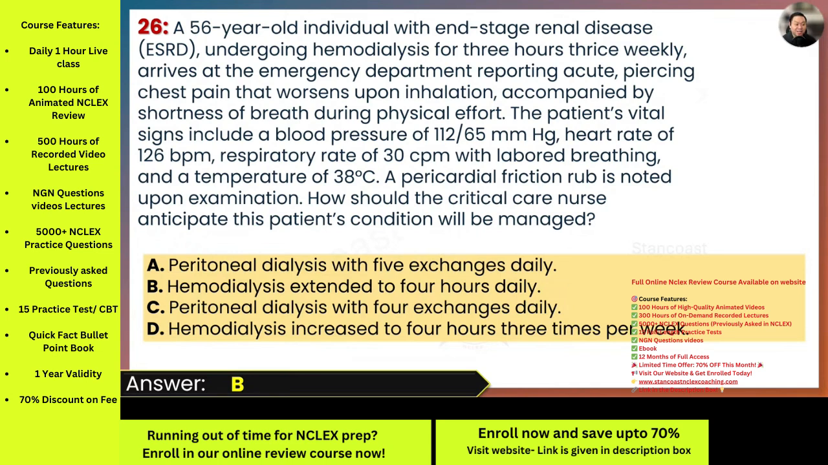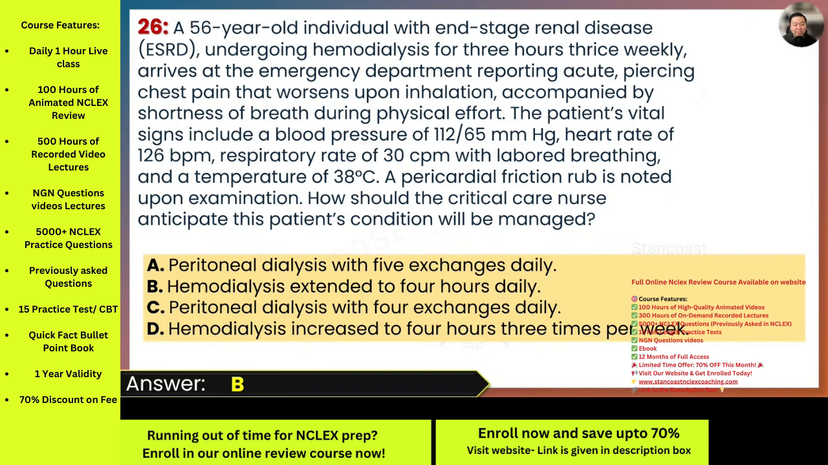Now, letter A is incorrect. We know that peritoneal dialysis is not the best option here because the patient is already undergoing hemodialysis, and the patient has been accustomed to hemodialysis. And so when they're going to be switched into doing peritoneal dialysis, this would not be appropriate given the urgency of the situation and also the need for intensive dialysis to treat the uremic pericarditis.